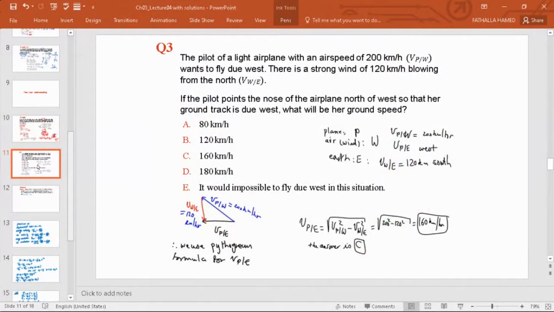We have here another question to deal with. The pilot of a light airplane with an airspeed of 200 kilometers per hour, and we use here V P/W, and W here means wind, wants to fly due west. There is a strong wind of 120 kilometers per hour blowing from the north, which is basically the wind relative to the earth. If the pilot points the nose of the airplane north of west so that her ground track is due west, what will be her ground speed?